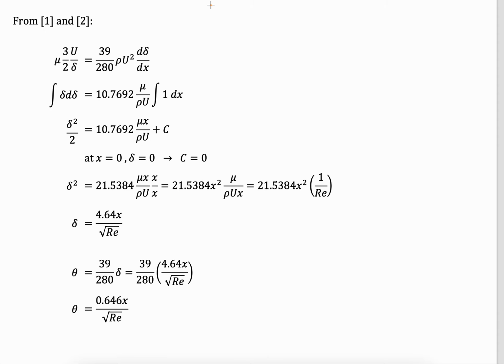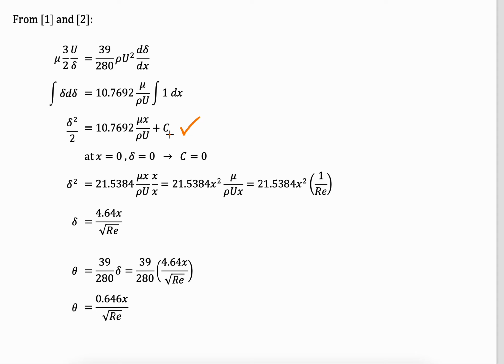And then we equate equation 1 and equation 2 like this one. We integrate both sides, and then we could get this term. So we have a constant here because of the integration.